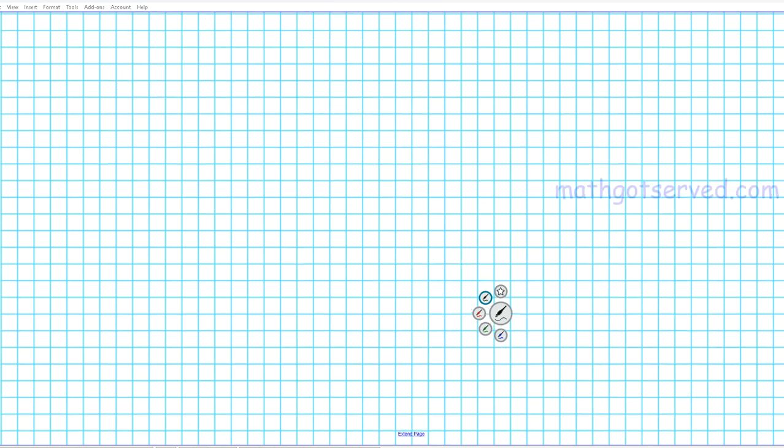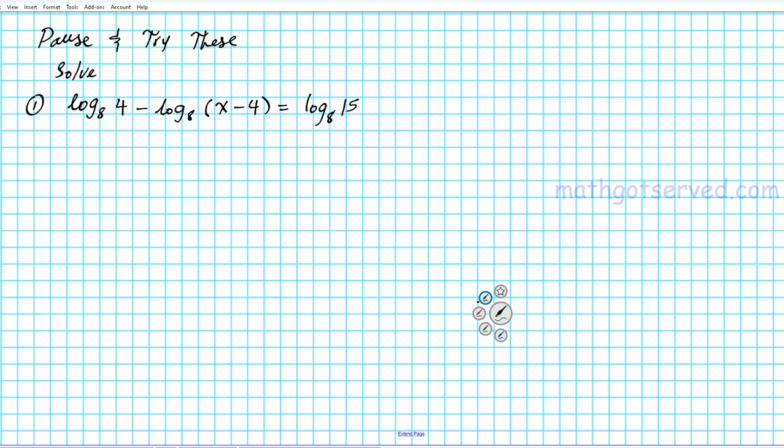Now it's time for you to try out some practice problems. So you want to pause and try these. Let's take a look at some practice problems that we promised to give to you. The instructions are still to solve. Number one, let's say you have log base 8 of 4 minus log base 8 of x minus 4 equals log base 8 of 15.